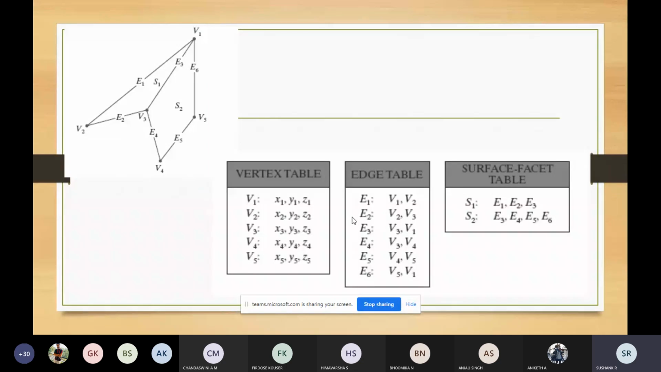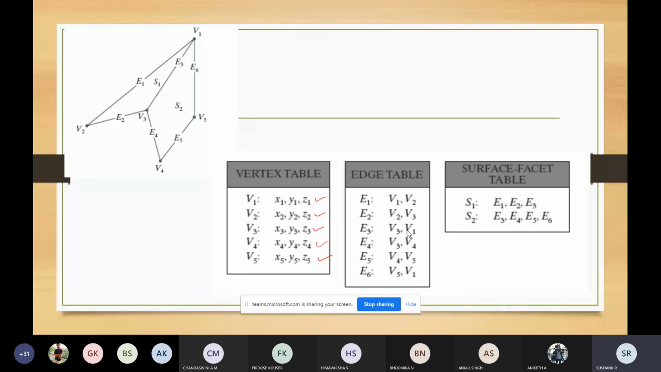One more thing which you should know is the vertex table consists of coordinate values. This is the coordinate value for v1, v2, v3, v4, v5. So we have five vertices for this polygon. Now the edge table consists of the vertices which will form the edge. Here E1 is formed by the vertices v1 and v2. E2 is formed by the vertices v2 and v3. Similarly, E3 is formed by the vertices v3, v1.